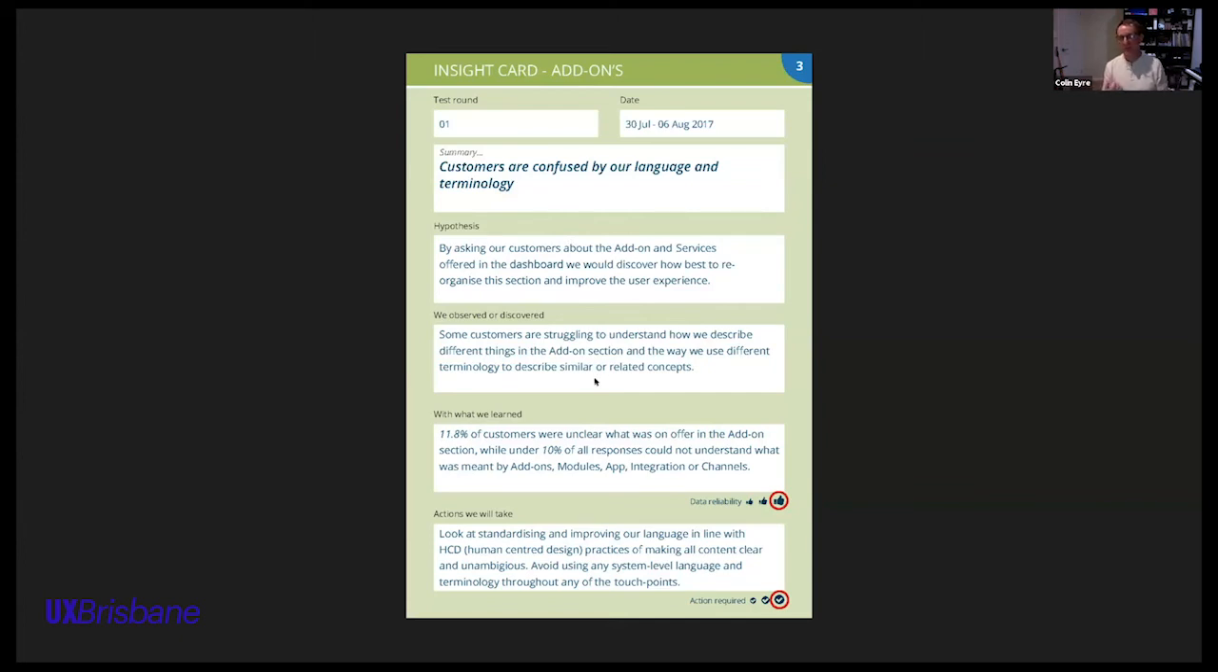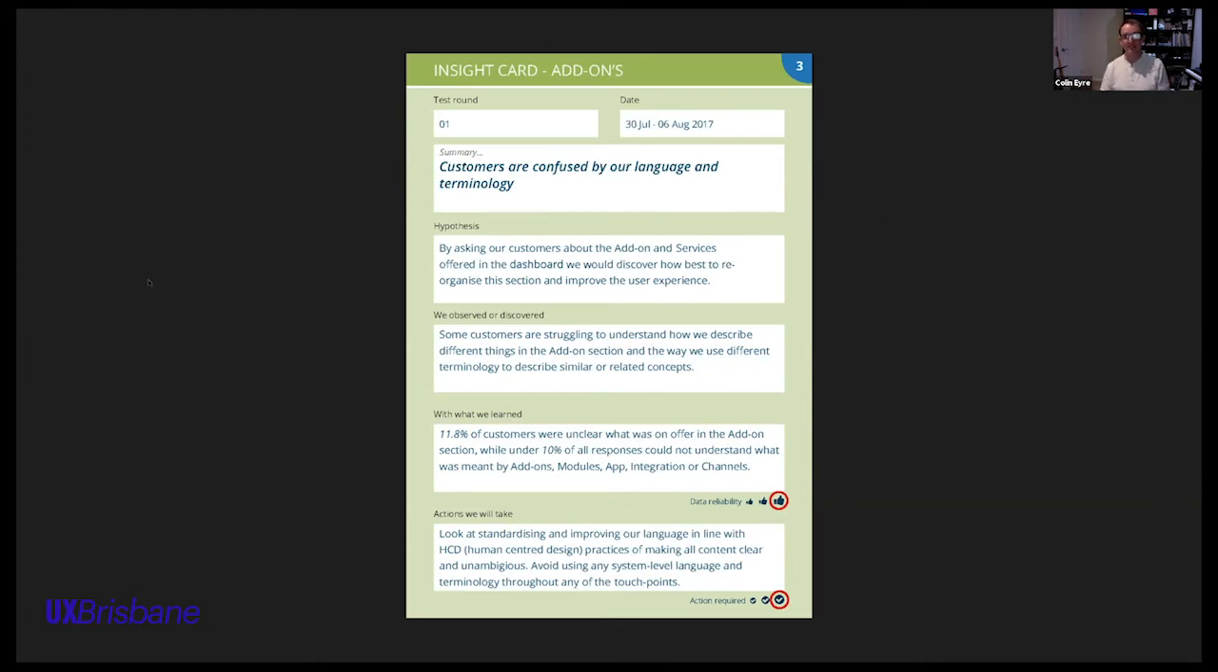So we sometimes describe add-ons as additionals, extras, plugins, add-ons, features, all this different dense language to describe the same thing. And nearly 12% of customers were unclear what was on offer when they went into that section. So then we had an actionable item: let's look at standardizing and improving the language. Let's make things clear and unambiguous.